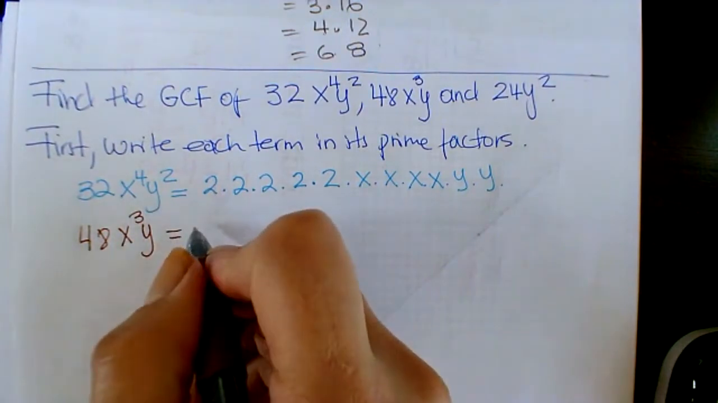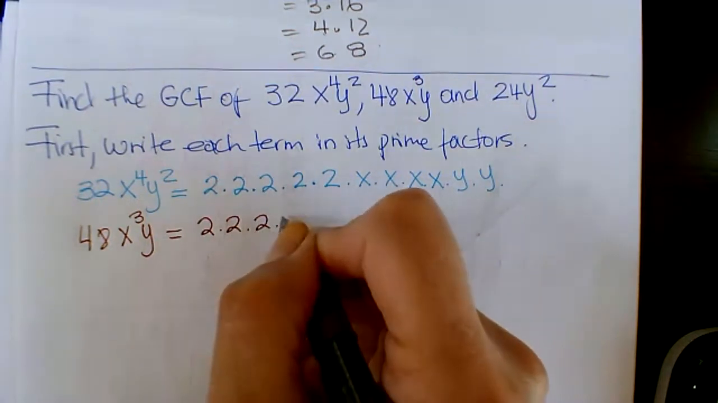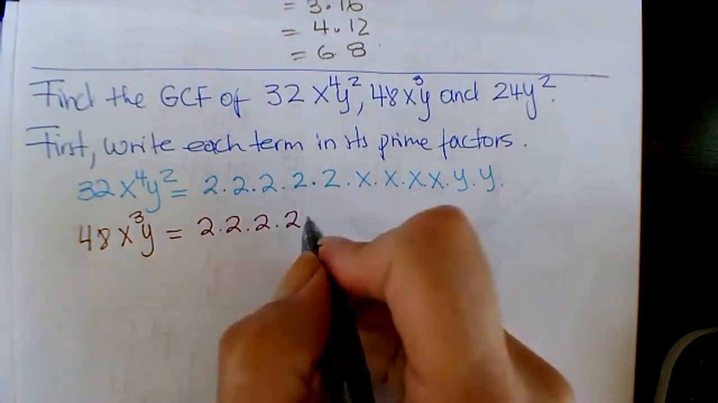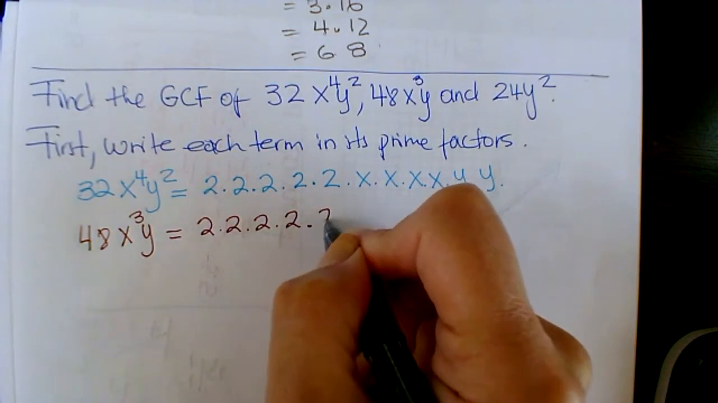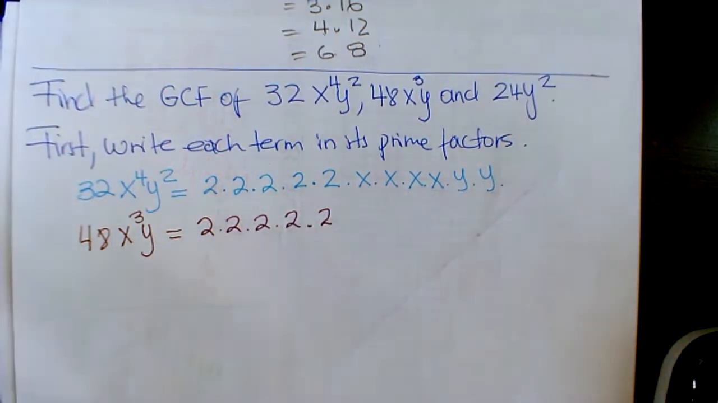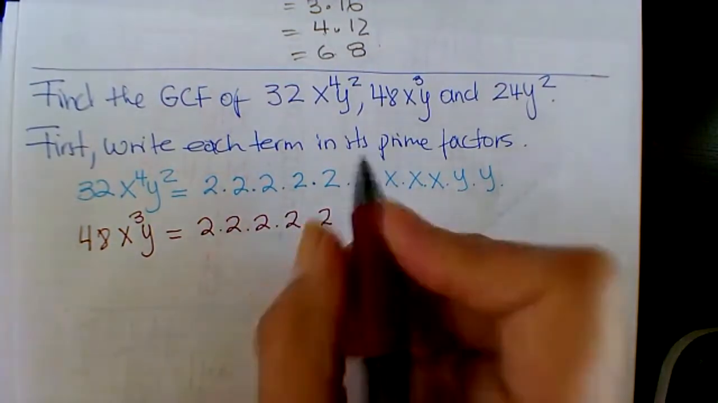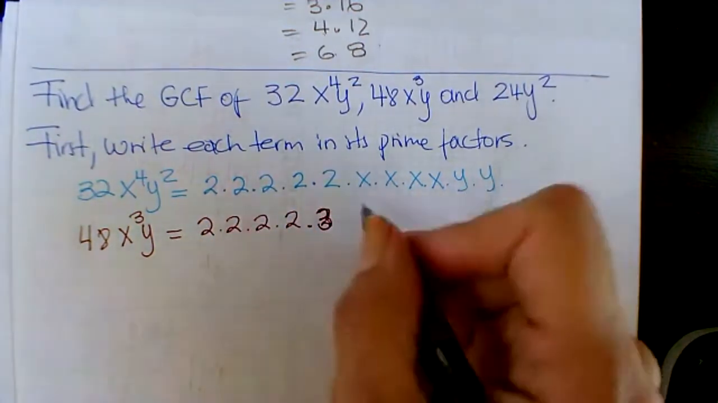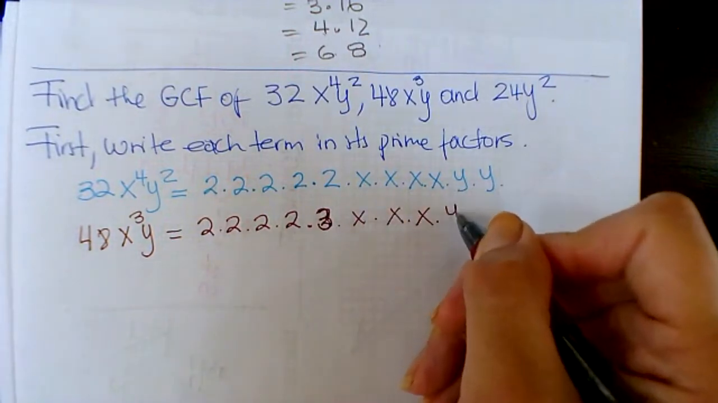So 48 is going to be 2 times 2 times 2 is 8 times 2 is 16, and 16 times 3 times 2 will be 32. Hold on, how many 2's? 1, 2, 3, 4. This one will be a 3. And I'll show you how to get this. Okay, give me a second. Times x to the third, and 1 y.